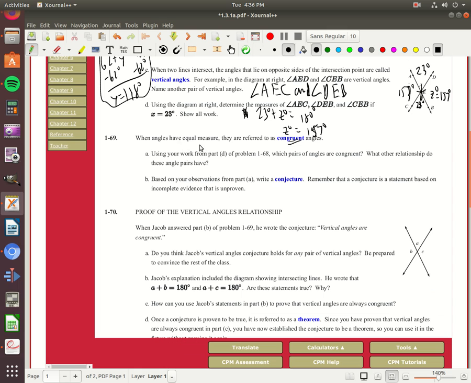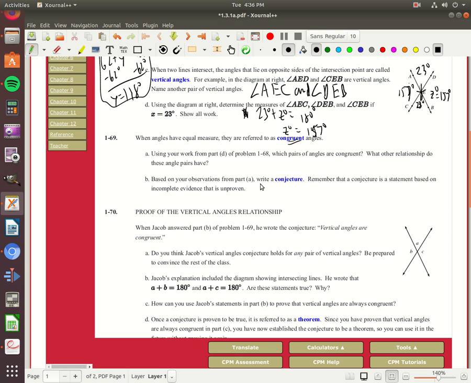169, when angles have equal measures, they're referred to as congruent. Use your work from part D in problem 168. Which pair of angles are congruent? Well, we said AEC and DEB. What other relationships do these angles have? Well, they were vertical, so we know that vertical angles are congruent.